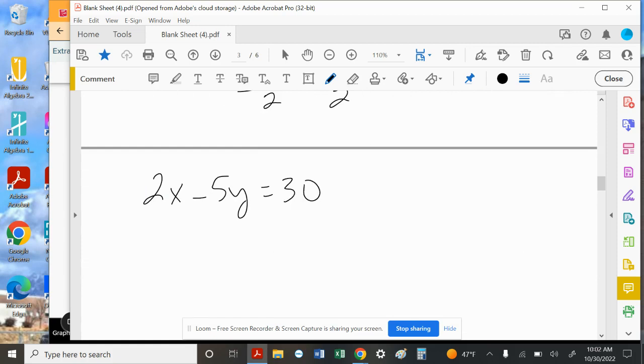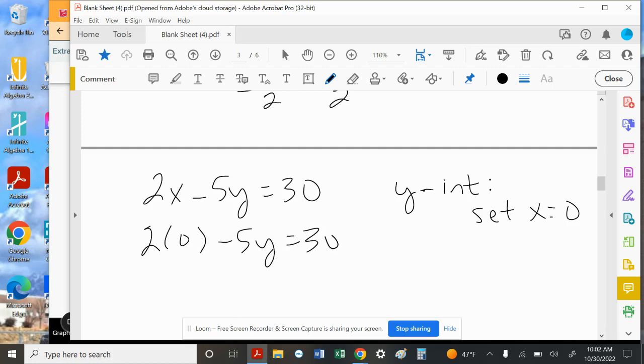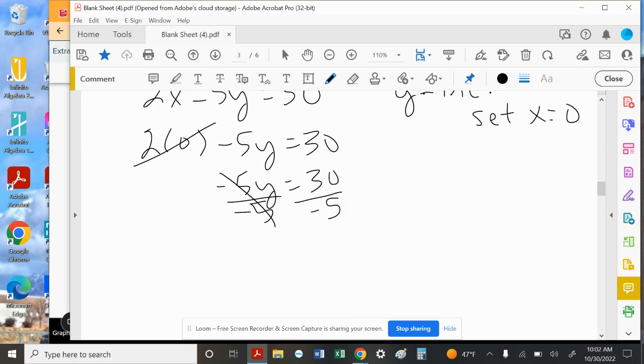Now we want to find the y-intercept, so we're going to set x equal to 0. I have 2 times 0 minus 5y equals 30, so I just have minus 5y equals 30. Divide both sides by negative 5, so I get y equals negative 6. So my other point is x equals 0, y equals negative 6.